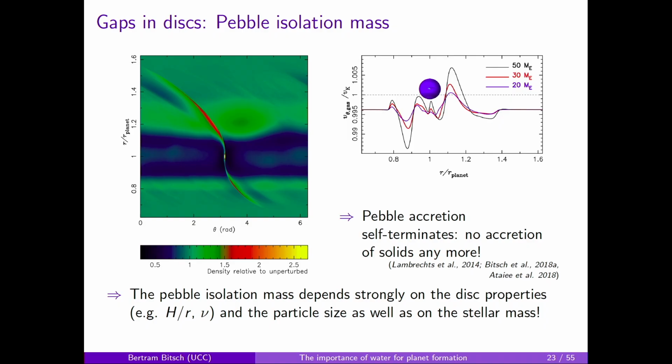Now, on the other hand, of course, pebble accretion doesn't go on forever. At some point, you reach the so-called pebble isolation mass, which is the mass when your planet starts to open a gap in the protoplanetary disk. So you see here from a simulation our density field. 1 is our initial density, blue means we have an underdensity, and reddish yellow means we have an overdensity compared to our initial density distribution. We have here our planet, and you see the planet actually opened a gap in the protoplanetary disk. Why did this happen? This is because of the exchange of angular momentum between planet and disk.